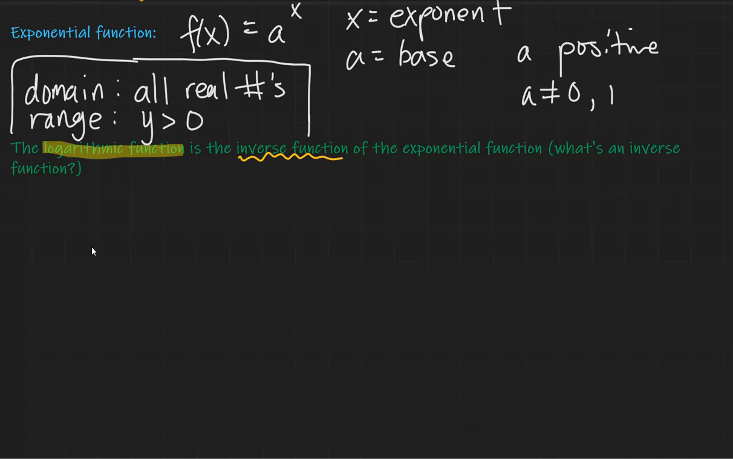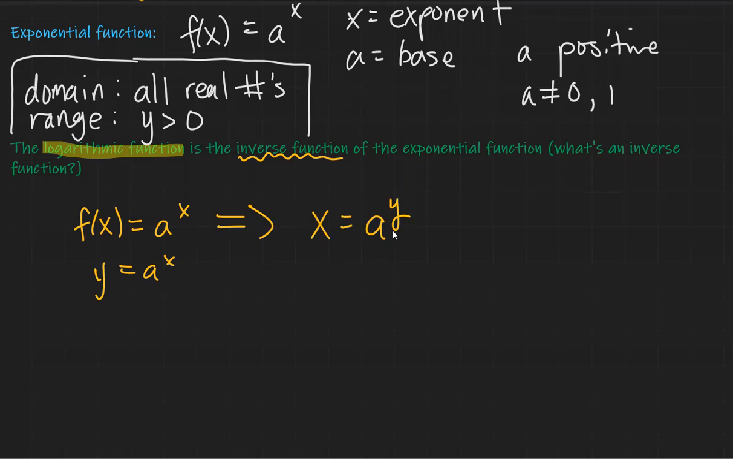Okay, so a logarithmic function takes f of x and makes it into, f of x is the same thing as y, so y is equal to a to the x. It switches the inputs and the outputs, so now x is equal to a to the y, but then I have to solve for y, and that's kind of weird because I don't know how to do that. So that's kind of where the logarithmic function came about. It came about to give us a way to solve for this y, okay?